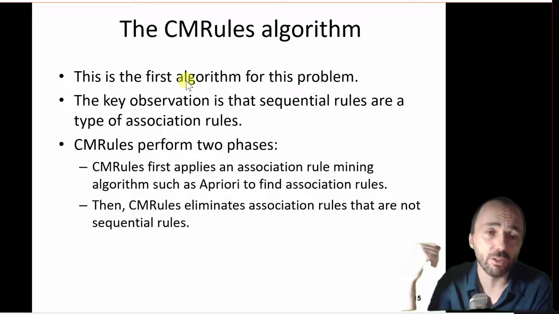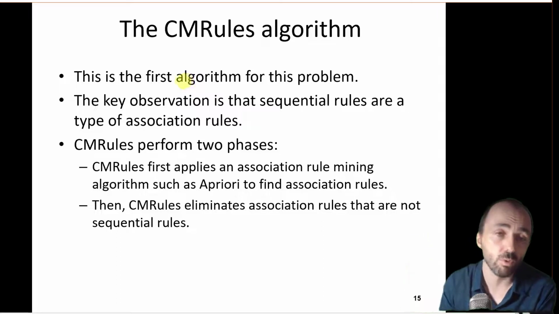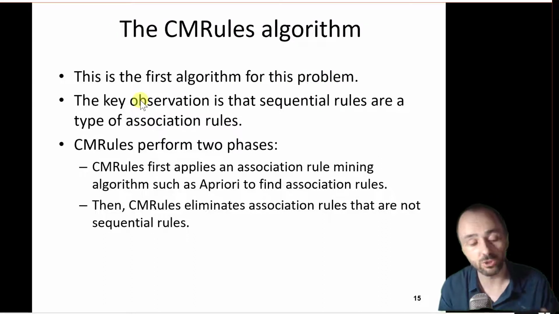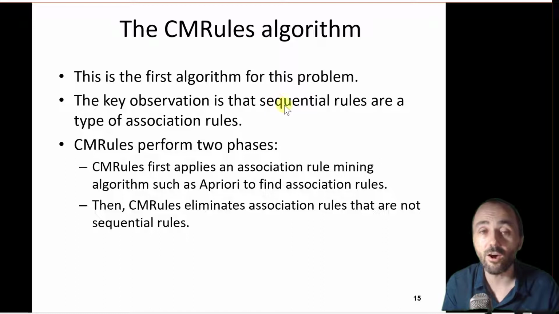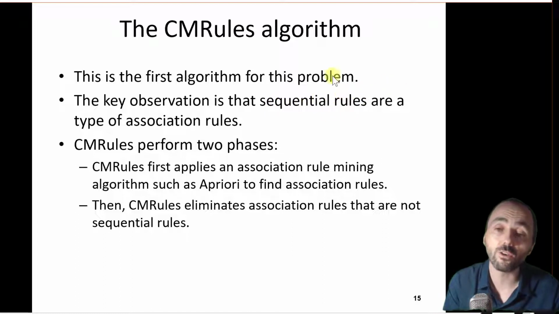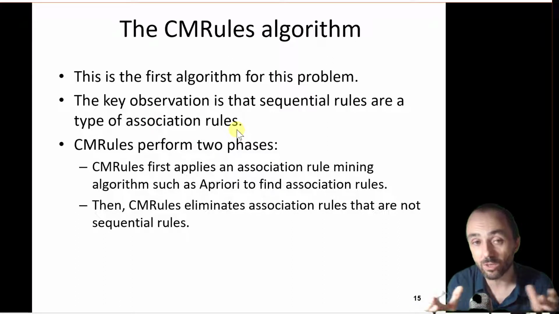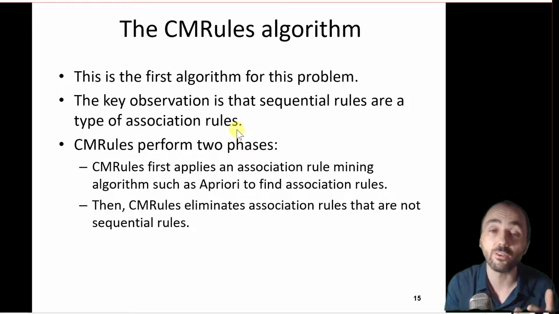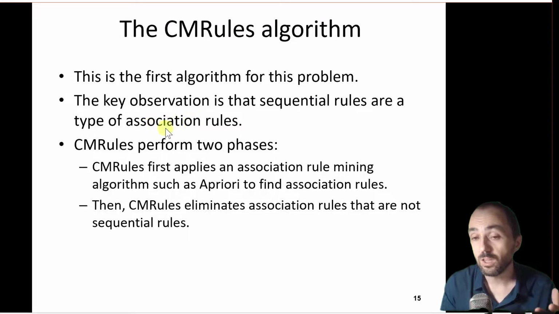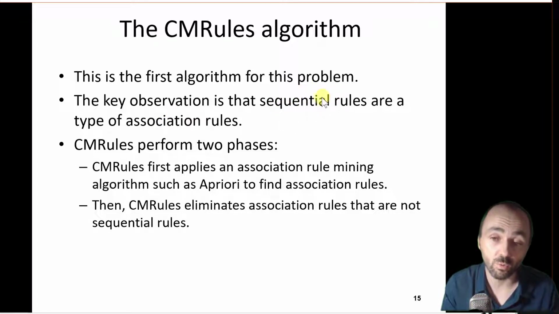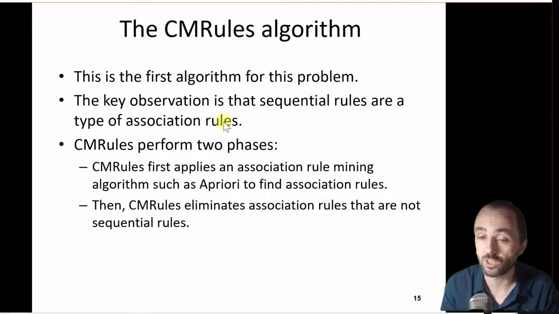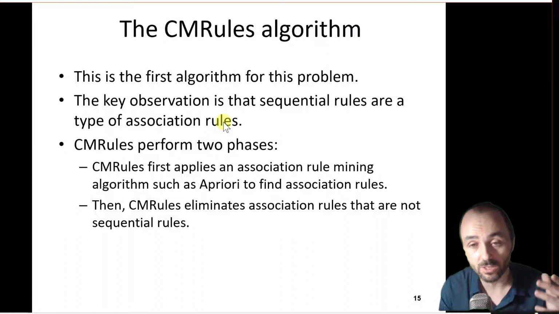So today I want to explain to you one algorithm called CMRules. It is the first algorithm for this problem. The key observation for this algorithm is that all the sequential rules must also be association rules. I assume that you know already what is an association rule. I will explain again briefly after. But if you know what is an association rule, now you can know that the sequential rules are a subset of the association rules. This is an important observation on which this algorithm is based.